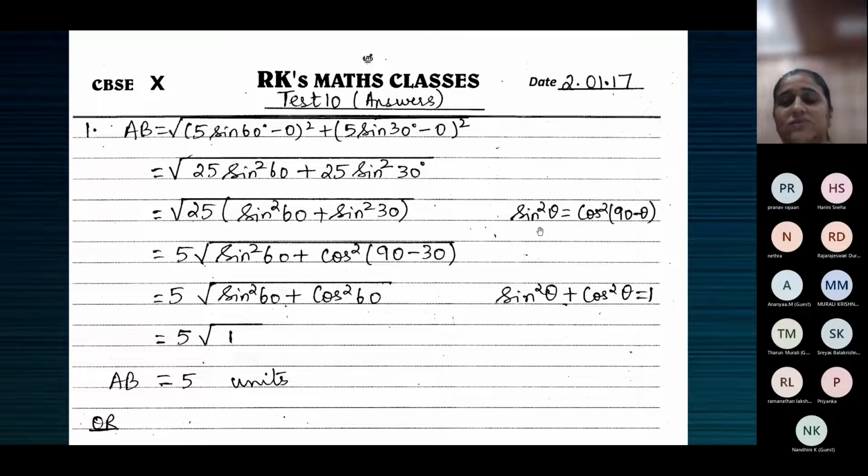Sine square theta is equal to cos square 90 minus theta. So sine square 30 is cos square 90 minus 30. Instead of theta, put 30. What's 90 minus 30? 60. So cos square 60. So sine square theta plus cos square theta: sine square 60 plus cos square 60 is 1. Root 1, which is 1. So 5.